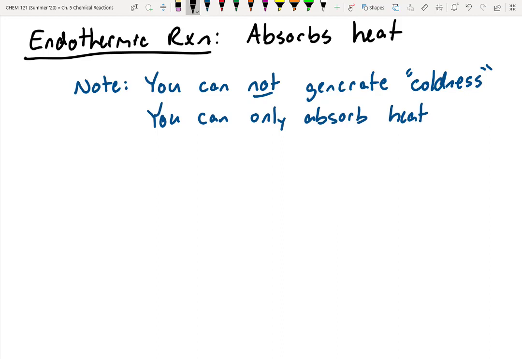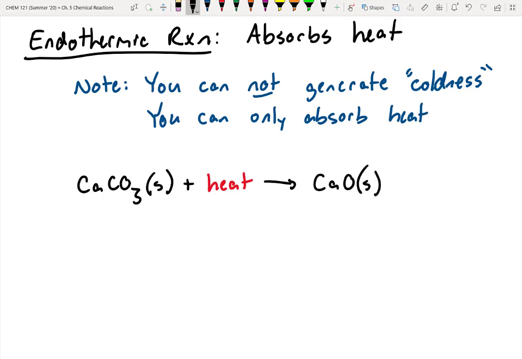So let's take a look at a common one. So calcium carbonate, CaCO3, is a solid. It's a mineral. And if you apply heat to it, you can get a chemical reaction to occur whereby you make calcium oxide, which is just called lime. Sometimes you use it in your yard to change your soil. And you release CO2, which is a gas, right?